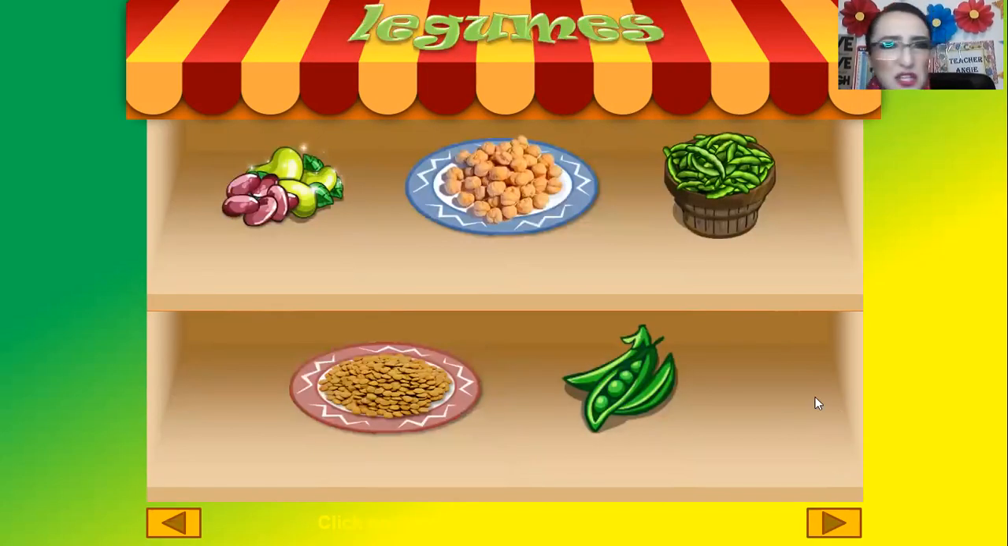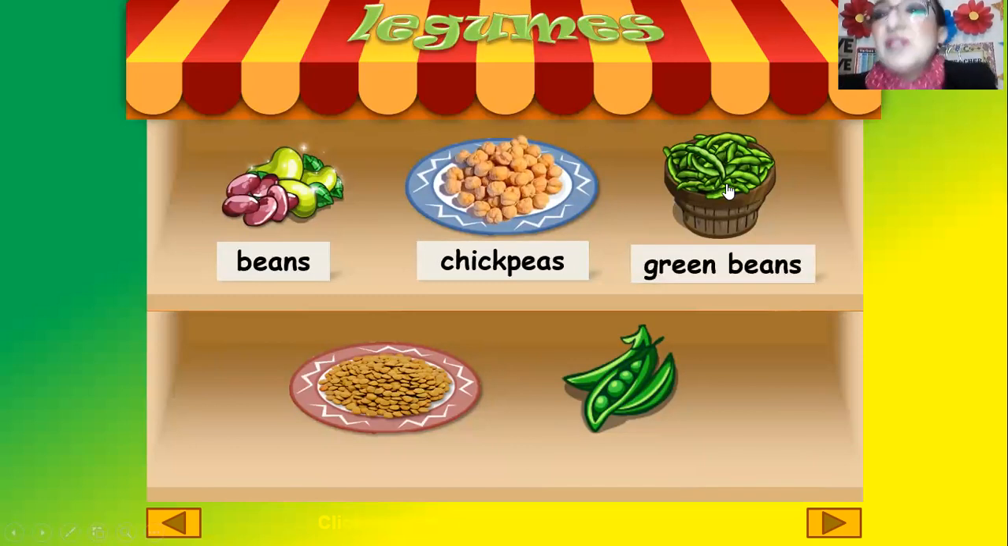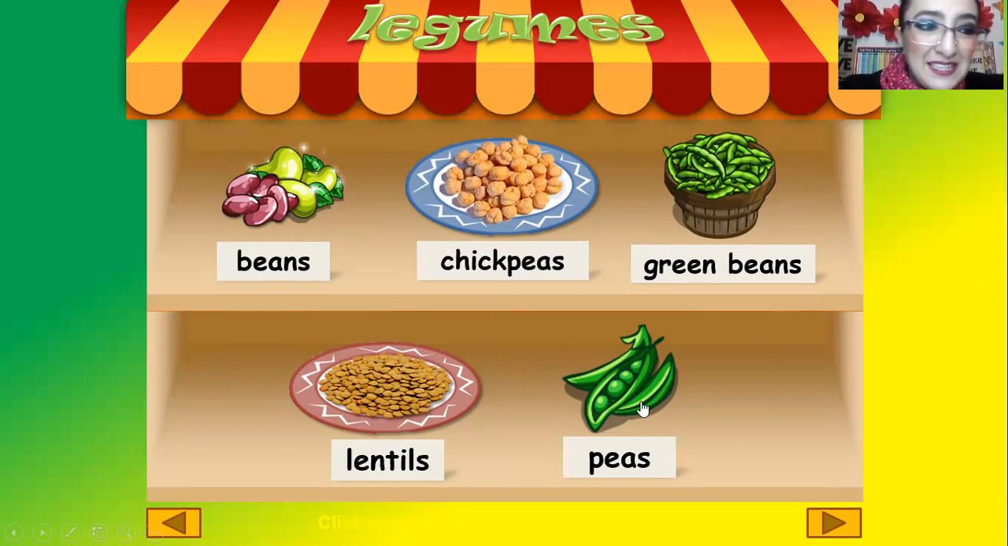But now we are going to talk about legumes. Legumes, las legumbres, ¿no? And we have beans, frijoles. Chickpeas, los garbanzos. Green beans, los ejotes. Lentils, las lentejas. And also the peas, chícharos. Beans, chickpeas, green beans, lentils, and peas. Excellent.